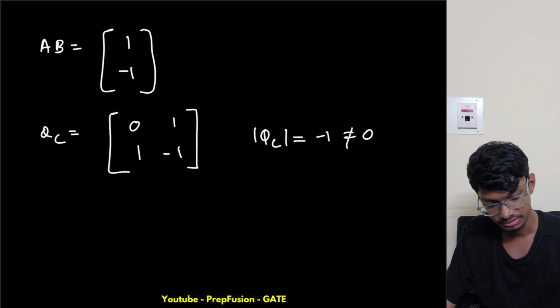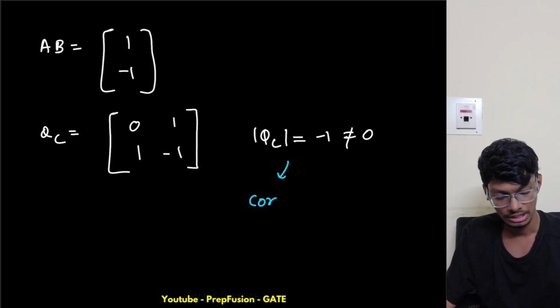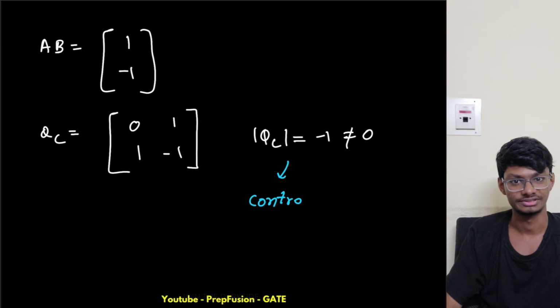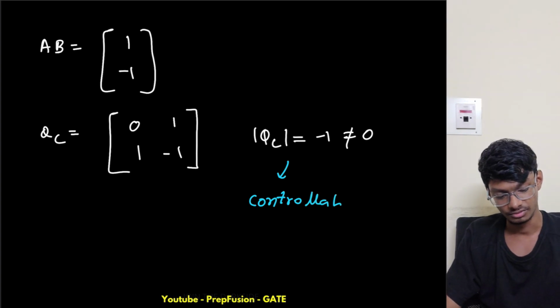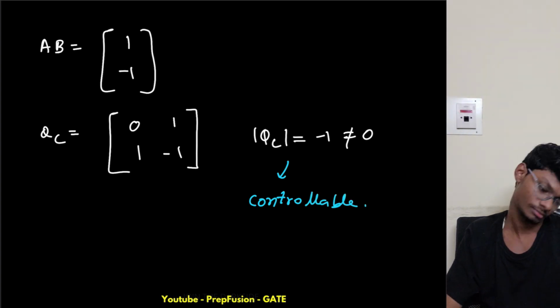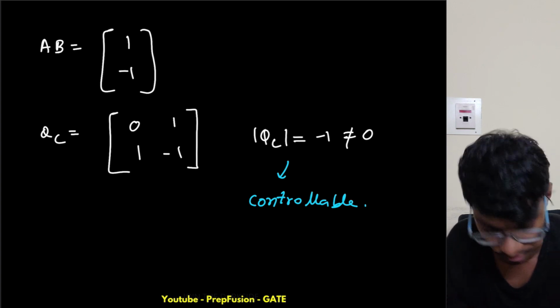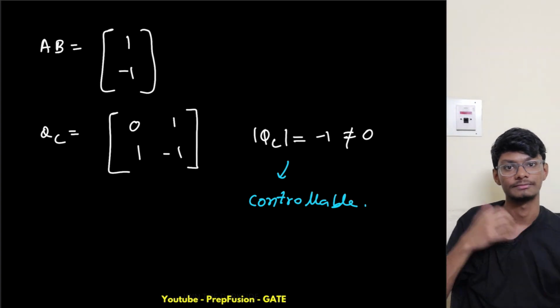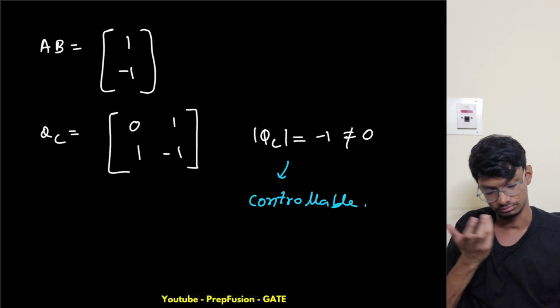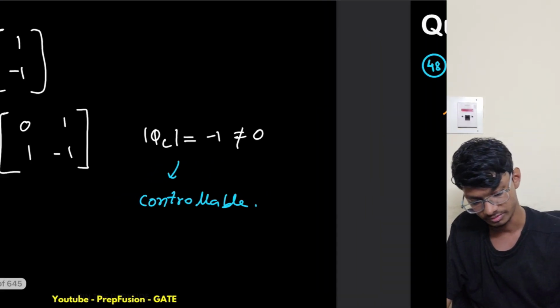So from here you can say this is controllable, but we already got it from the state equation itself, right? Controllable. From the state equation itself, we know this is controllable. That was the easier method. This is the bit lengthy method. Now let's find the QO, basically observability.